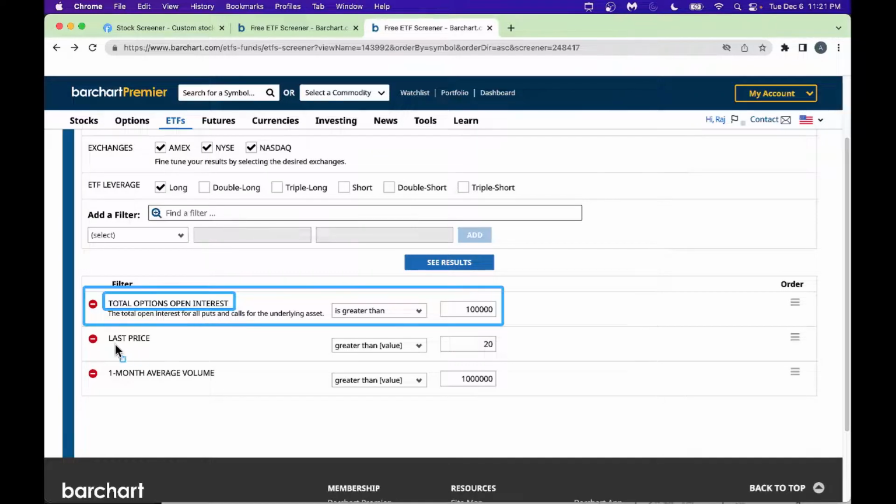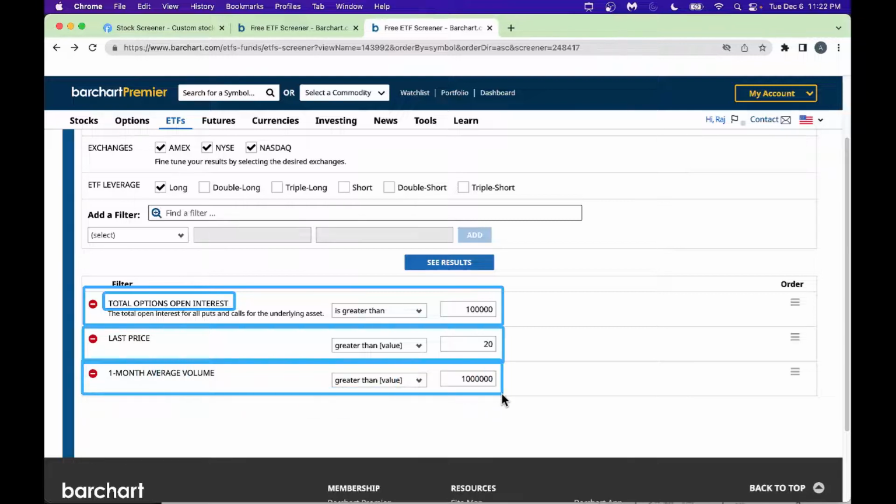And we have last price here. I want to make sure that when I trade some of these options, the ETF price is more than $20, so I know these are stable ETFs. And I have the 1 month average volume here. This is the 1 month average volume for the stock. I want this to be at least 1 million, as you can see here. Very simple criteria, nothing fancy. The most important one is really daily options open interest.